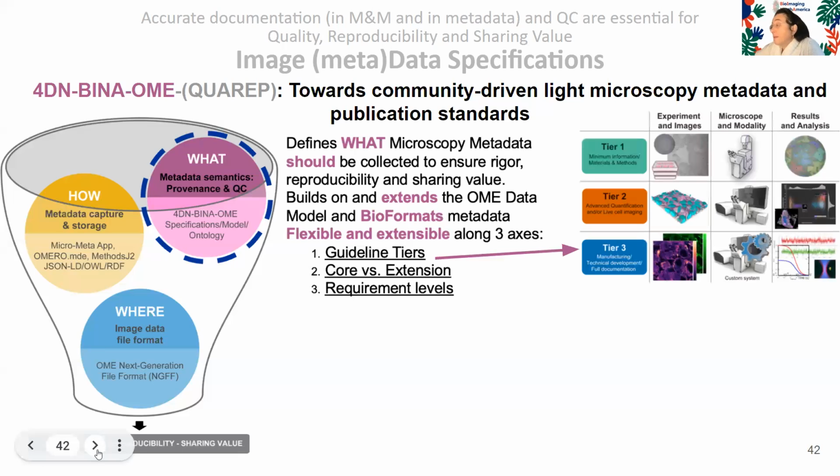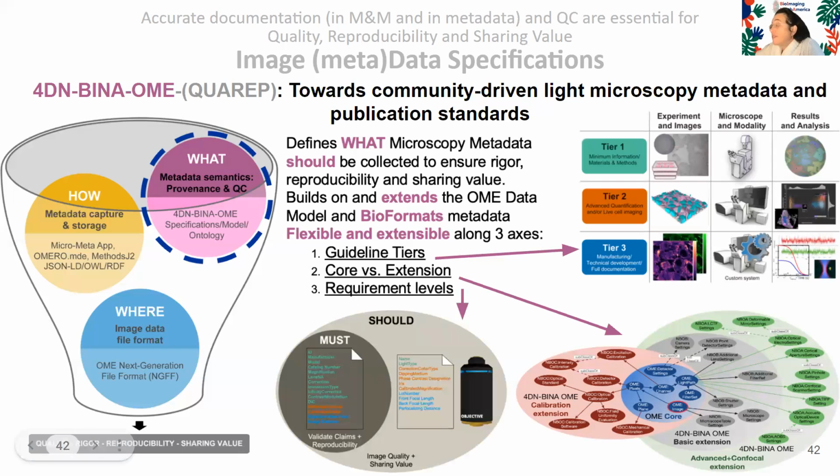we are working on three different flexibility axes. One is we define what kind of experiments one needs to perform and what kind of requirements a specific experiment might have. So an experiment that doesn't require too much quantitative analysis might require fewer metadata than an experiment that requires advanced analysis. We also have different extensions depending on the modality, and also we have different requirements for each field depending on the purpose.